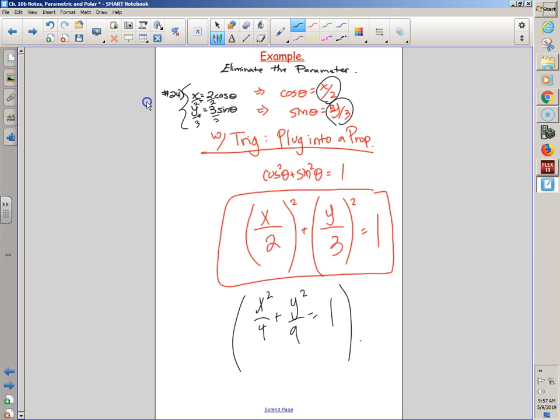So how do you eliminate the parameter with trig? Solve for the trig. Go back and pull out a property from a long time ago. Plug in those expressions for the trig functions, and all of a sudden you have an equation. Now maybe y isn't by itself, but it's still an equation that we should know some stuff about.